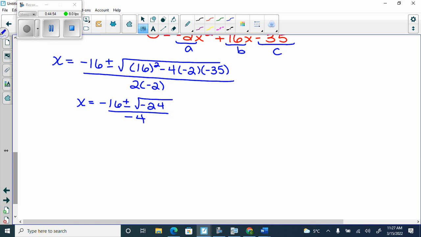The moment I get a negative under a square root, what happens? Got problems. Okay, it's impossible. The moment you get this, what did we tell that what's going to happen? When we get this, we have how many solutions? 0. Yeah, none. So we have no solution.